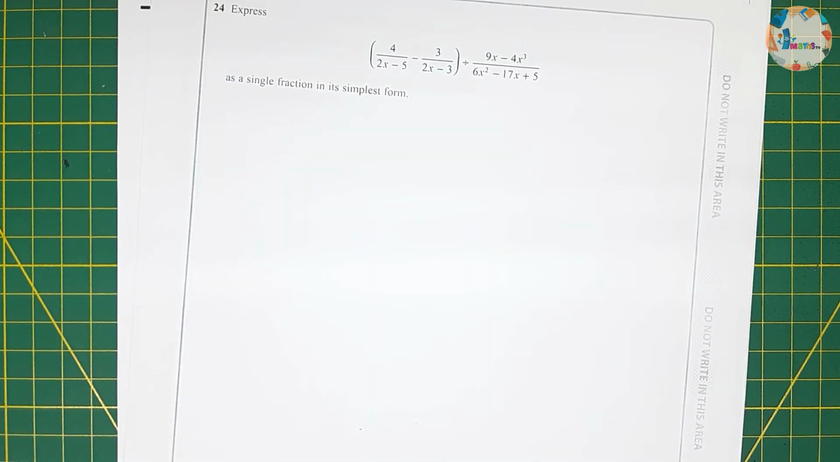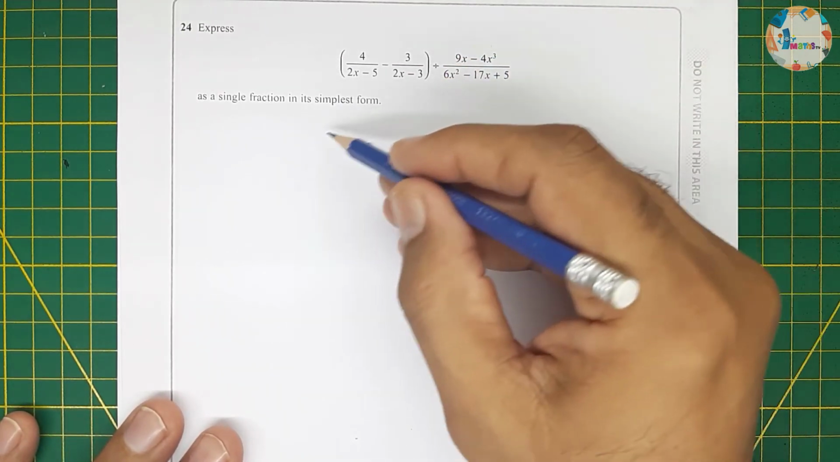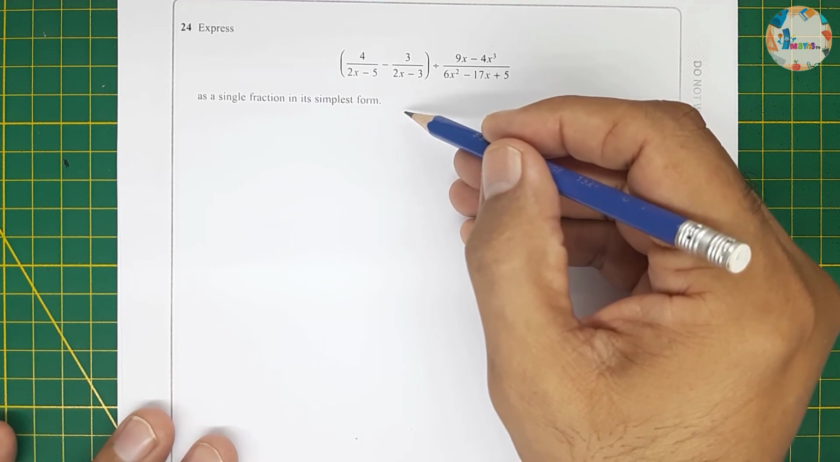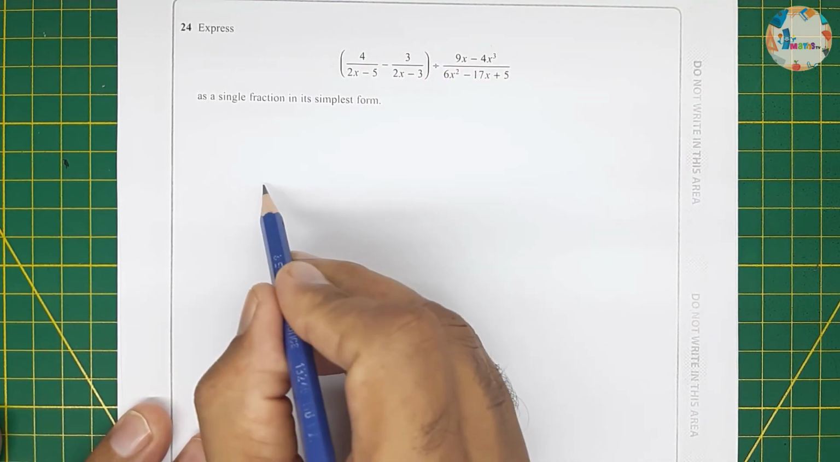Next question, we can move to the next question, which is 24. Question number 24 is: express this as a single fraction in simplest form. So first of all, we'll deal with this one.